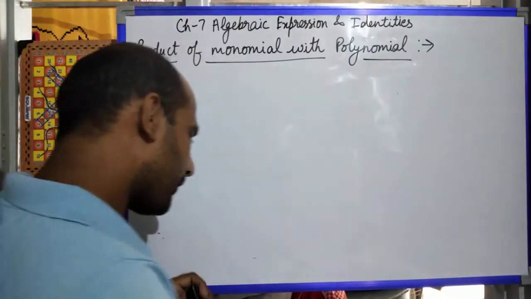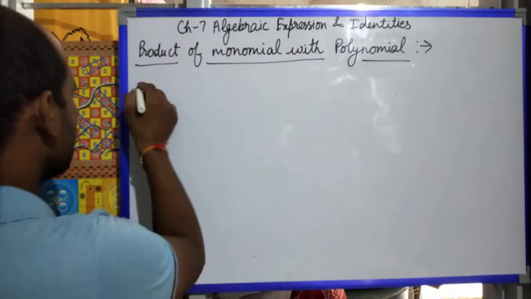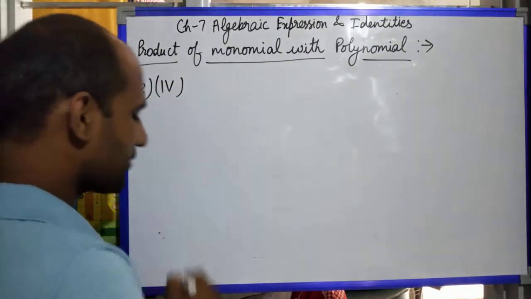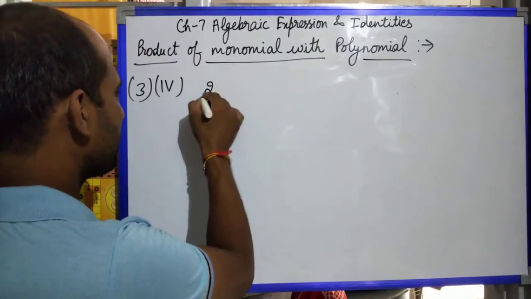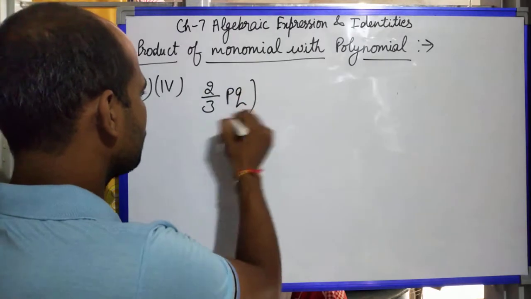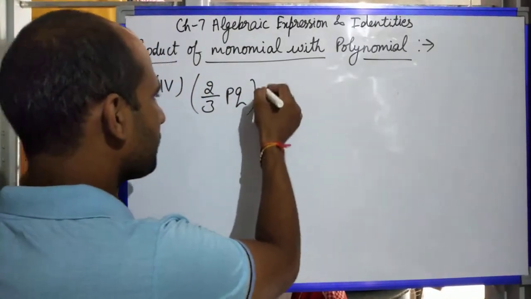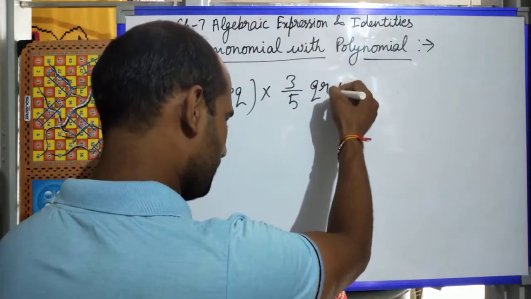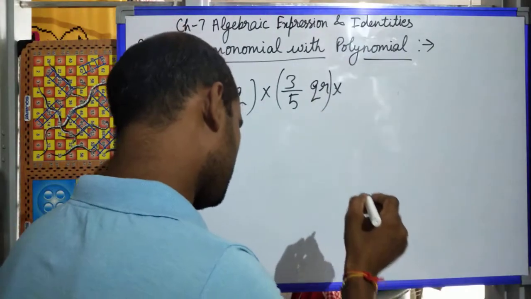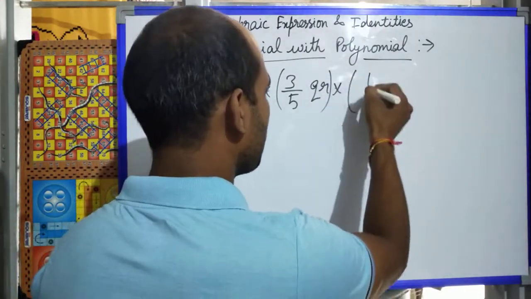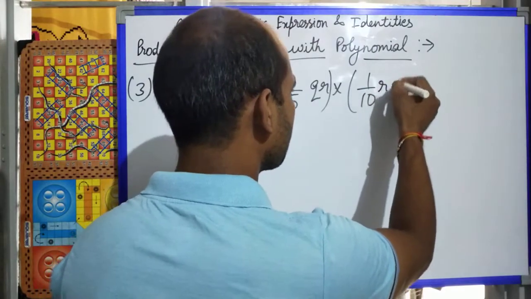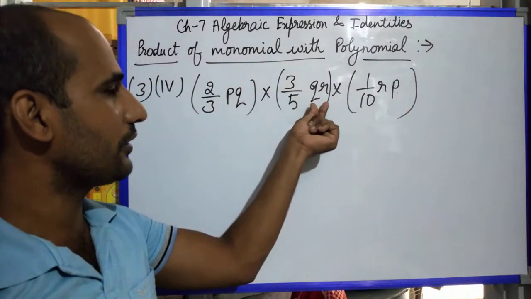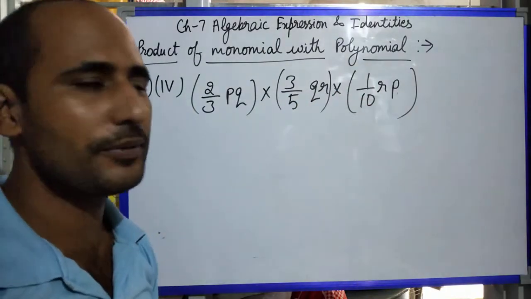I am taking an example from the book, the third question, fourth part. It includes fractions: 2 by 3 p cube needs to be multiplied with 3 by 5 qr, and multiplied with 1 by 10 rp. That is, 2 by 3 pq is multiplying with 3 by 5 qr, which is multiplied with 1 by 10 rp.